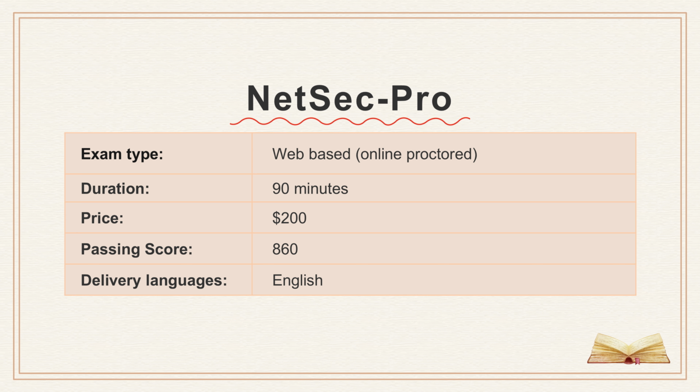But first, maybe just a quick note on the exam itself. The source mentions a few basics. Sure. The material says it's web-based, online proctored, 90 minutes, costs $200. You need an 860 score to pass, and it's delivered in English. So that just gives you a feel for the context it's aimed at, testing practical technical skills. Right. Not just theory. Okay, good context. So let's get into the meat of it.